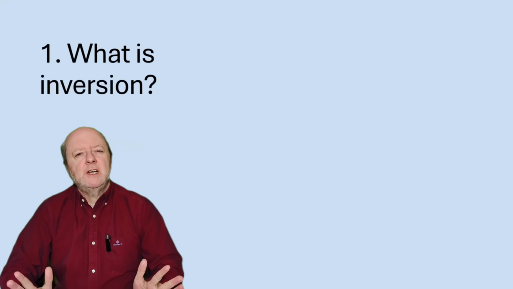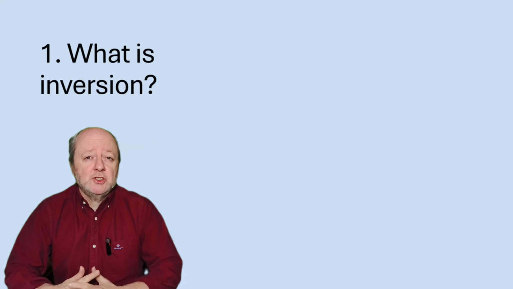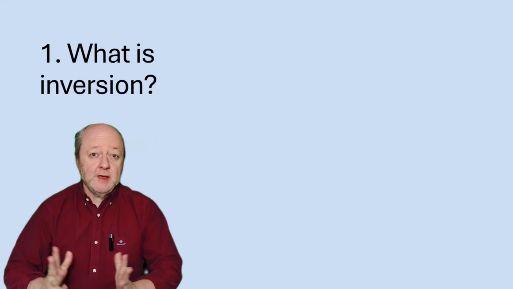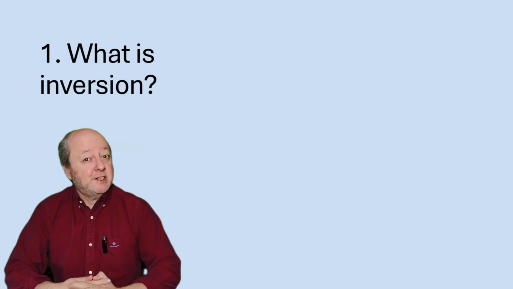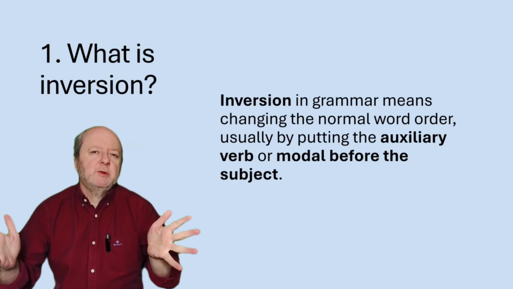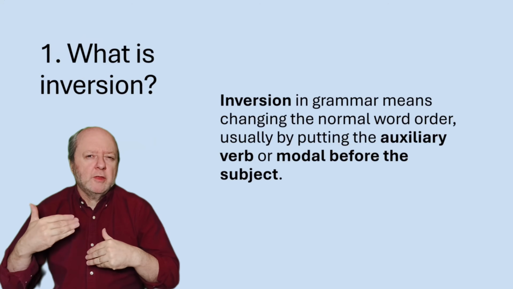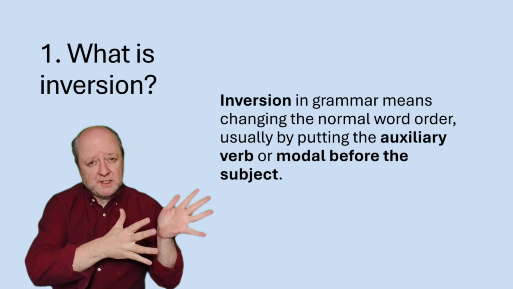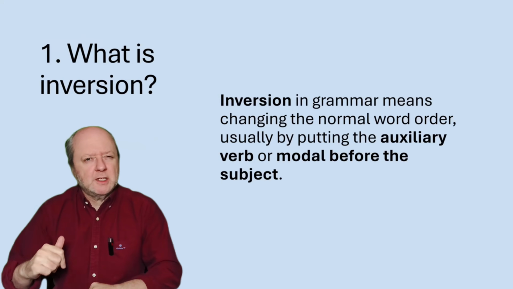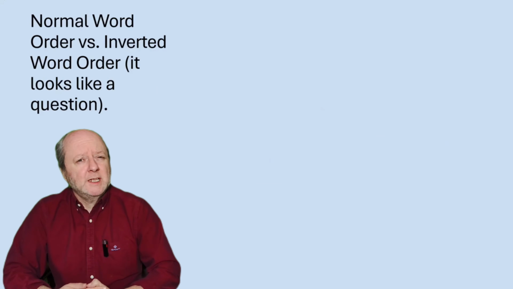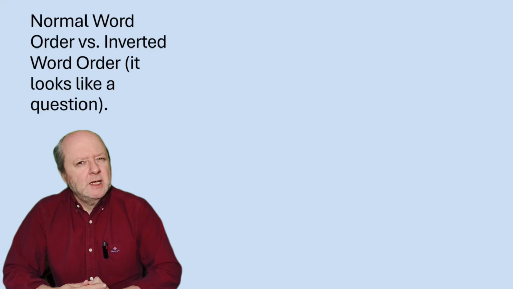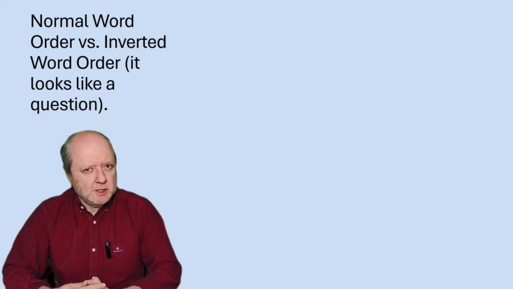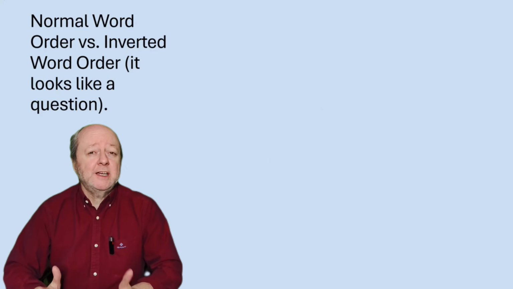So let's look at inversion first. Now, inversion is quite challenging, quite difficult to use. Therefore, it's a good one to use if you can do it correctly. So let's have a look. In this, we put the auxiliary verb or the modal verb before the subject. So we can look at how this is done. Let's look at normal word order and then inverted word order. And keep in mind that inverted word order actually looks like a question.